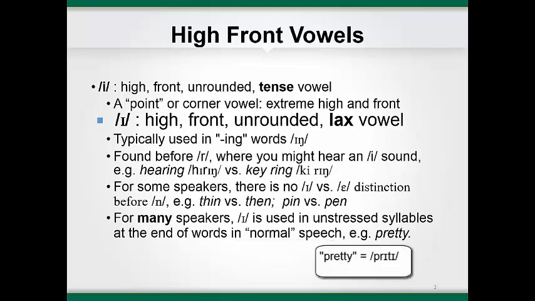In addition, the I vowel, as in bid, is often used in unstressed syllables at the ends of words that end in Y or LY, such as pretty or lovely. Your bias is probably to hear the E vowel in these contexts, but the vowel that is produced tends to be much shorter and more lax than a true E vowel.